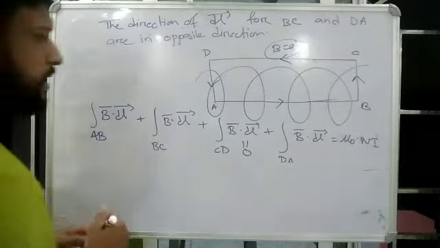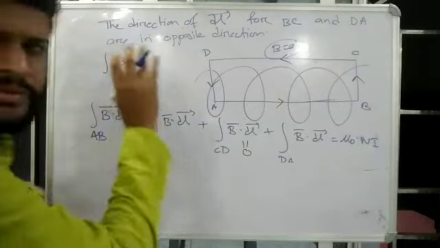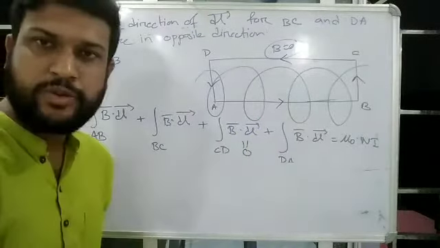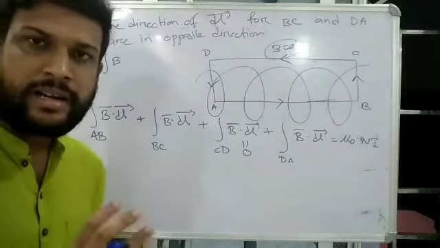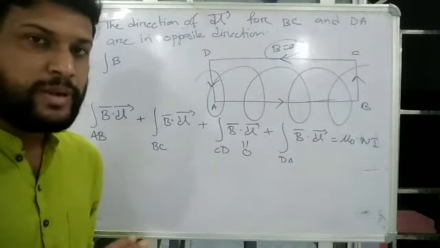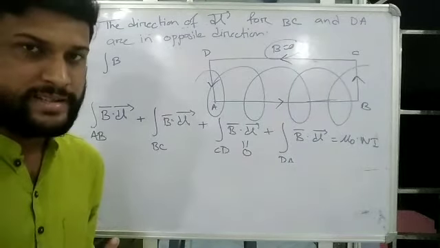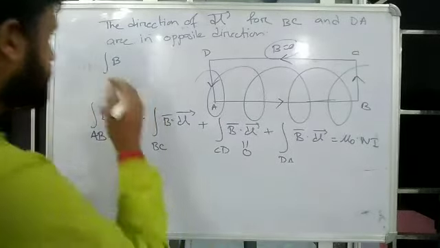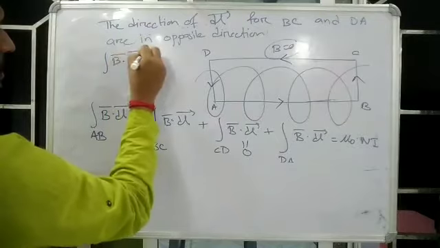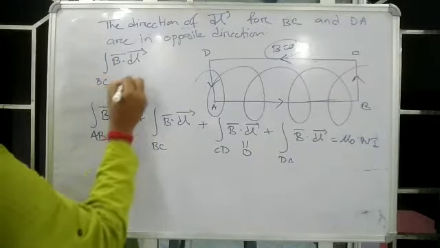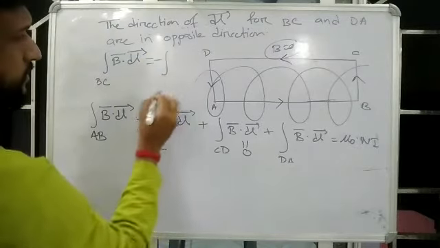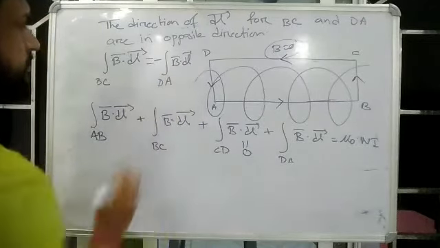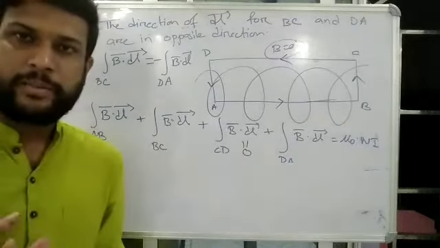So we can simply write that whatever may be the value of B, the value of B will be the same for both the two sides because they are at symmetrical positions. BC and DA are in symmetrical position. So the value of B will be the same for both sides, isn't it? But what is the difference? The difference is in the direction of dl. So we can simply write that B dot dl for the part BC will be negative of B dot dl for the part DA. Are you getting my point?